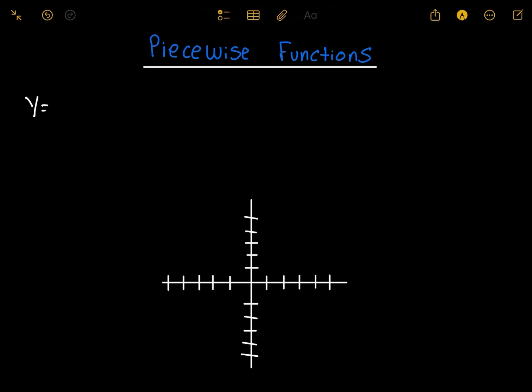Y equals the following. Y equals 1 if x is less than or equal to -1, and also y equals -1 if x is greater than -1.